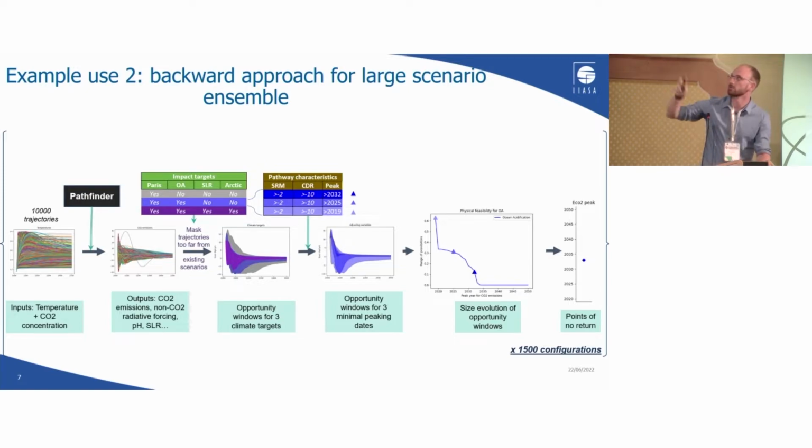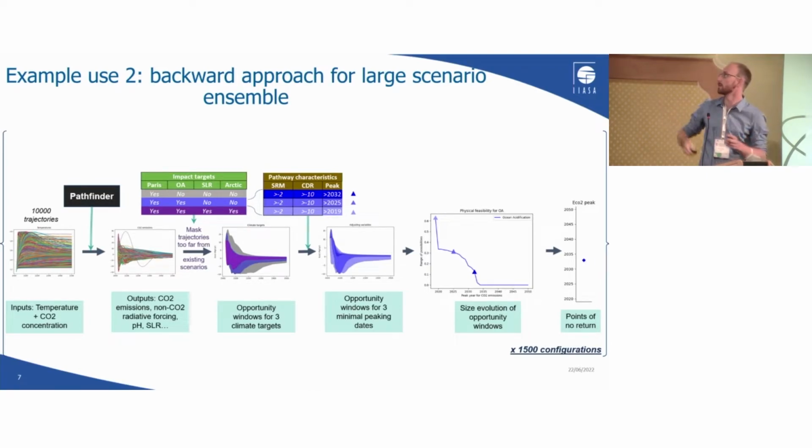For example, the quantity of SRM or CGR, or the date when the emissions peak. If you look at the evolution of the peak here, we just made the peak later and later. You see that the envelope gets smaller and smaller. At some point, it disappears, and you have no more envelope. That's what we call a geophysical point of no return, meaning that after this date, it's no longer possible to follow. But this is for only one configuration and one set of parameters of Pathfinder, so you don't have any uncertainty on this.